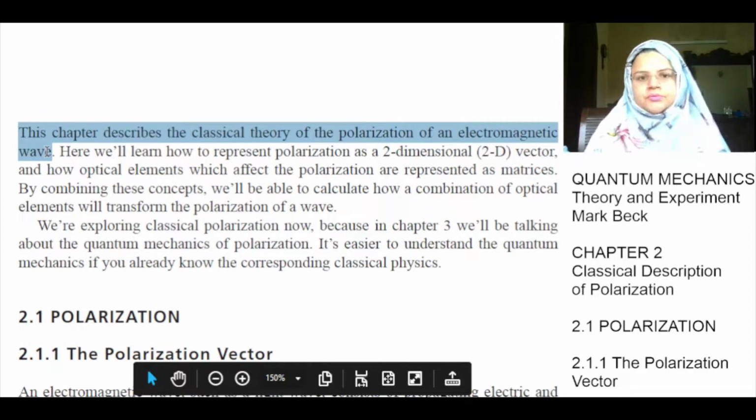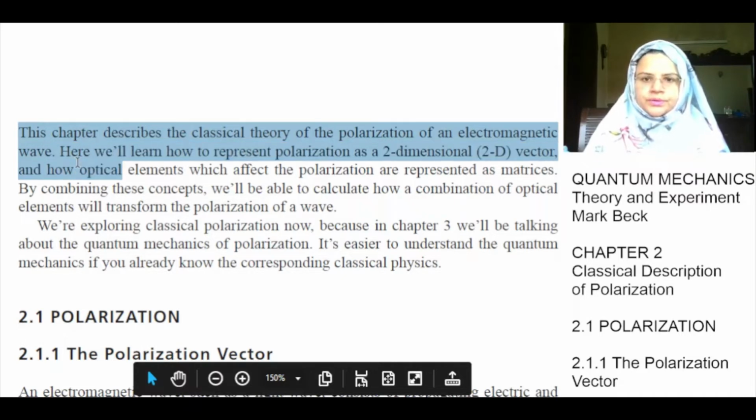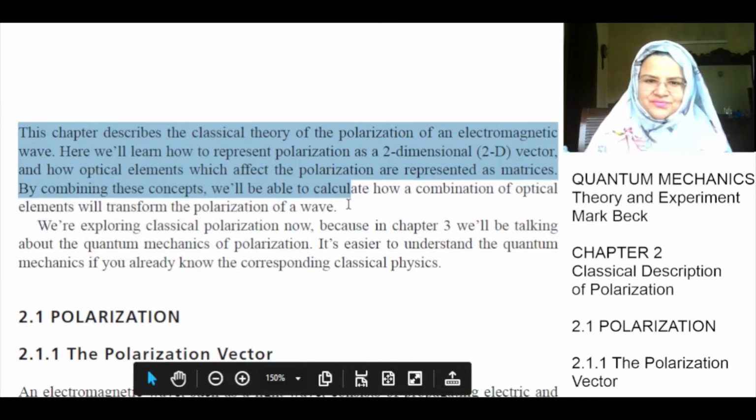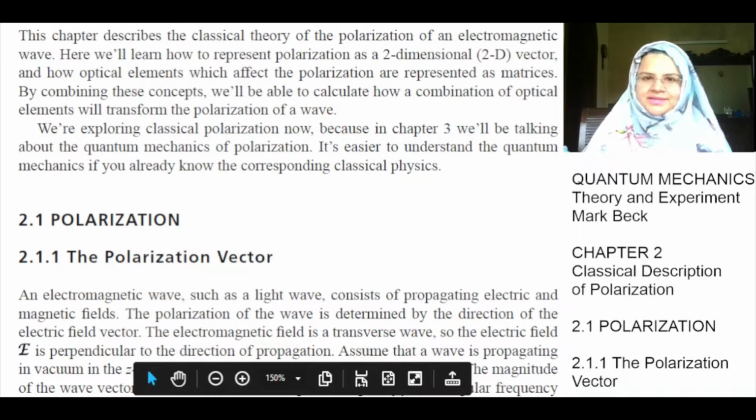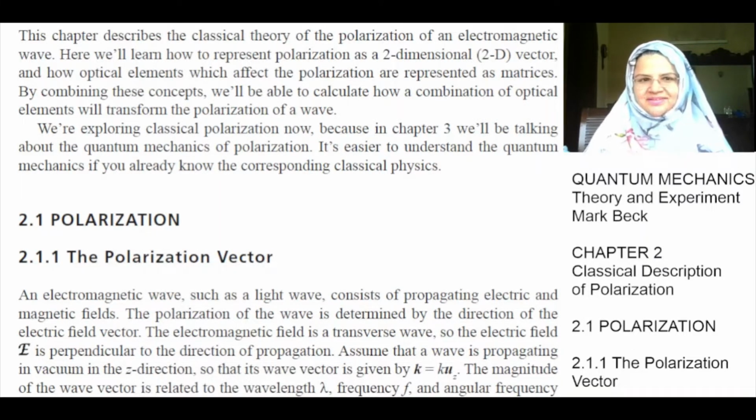Here we learn how to represent polarization as a two-dimensional (2D) vector and how optical elements which affect the polarization are represented as matrices. By combining these concepts, we'll be able to calculate how a combination of optical elements will transform the polarization of a wave. The polarization is represented as a 2D vector and the optical elements are represented as matrices. We carry out the matrix multiplication to find the output.